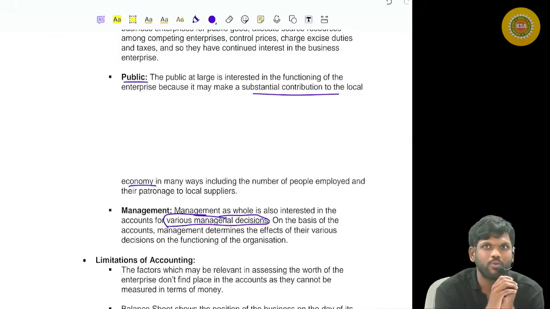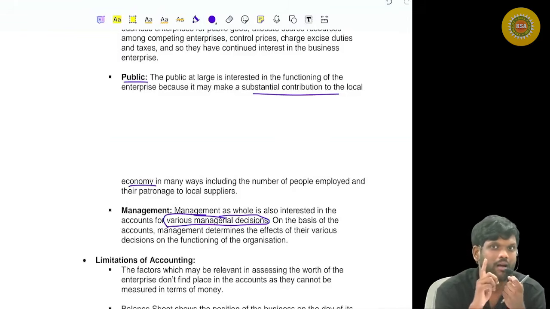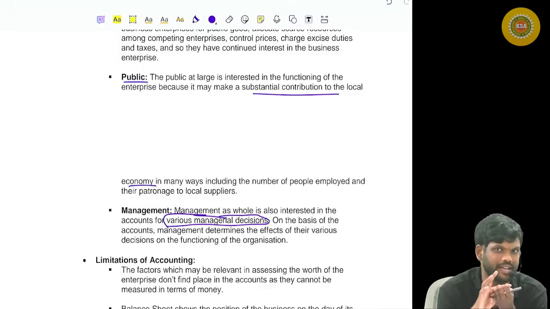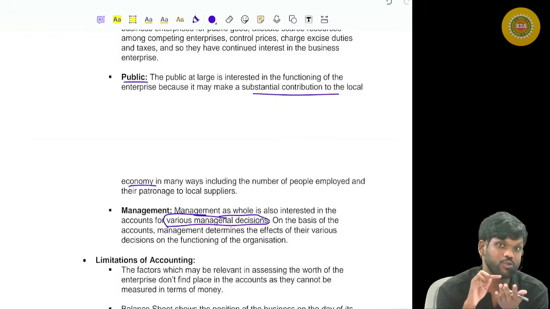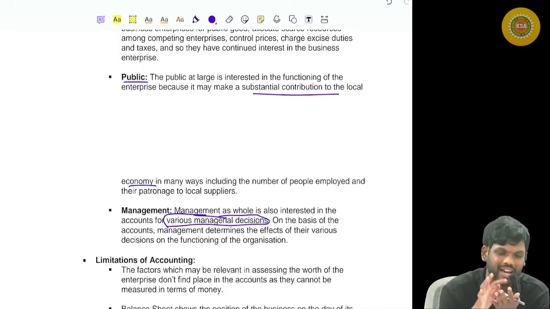Sir, how to remember users? First, who all will have given money? Investors will give money. Investors and lenders. Okay. Who will work in that company? Employees. Then who will supply goods to that company? Suppliers. To whom this company will give goods? To customers. So that makes five: investor, lender, employee, supplier, customer.